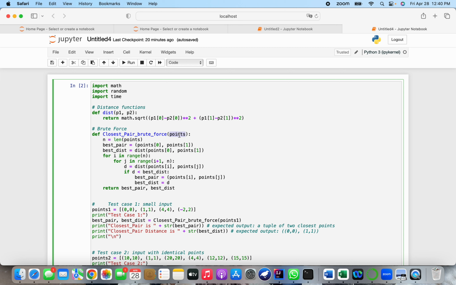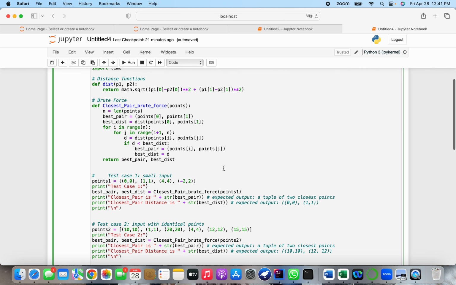And when it comes to the brute force method, this is how I developed this function. The input will be points here. If n equals 2, then some random points will be generated and given as input to this method. After that, we will get the length of those points, and we'll define some basics like best pair and best distance.